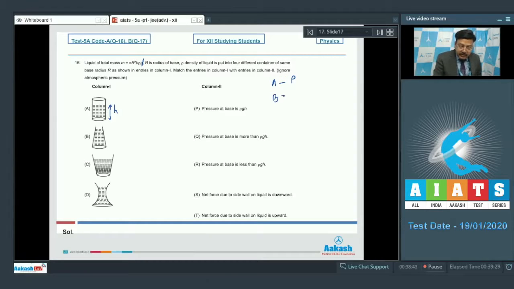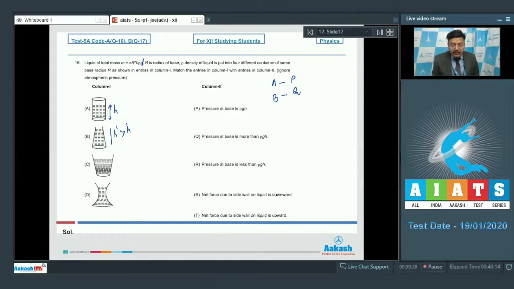Let's look at B now. So if we see B, now this height h dash is clearly greater than h because it's a tapering vessel and the radius at the base is r. So the area of cross section is decreasing as we are going up. So since the volume is still pi r square h, its height is greater than h, which means pressure at the bottom will be greater than rho g h. Pressure at the bottom is rho g h dash, which is greater than rho g h. So that means for B, Q is correct.